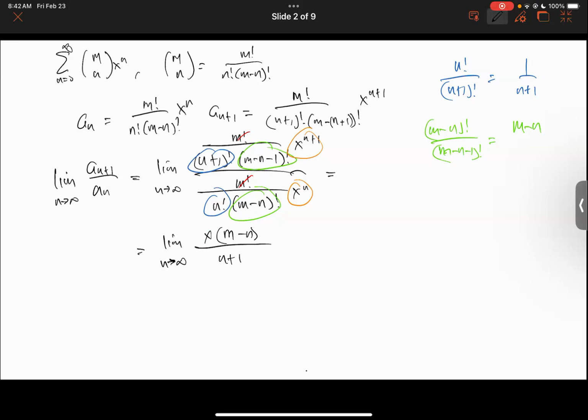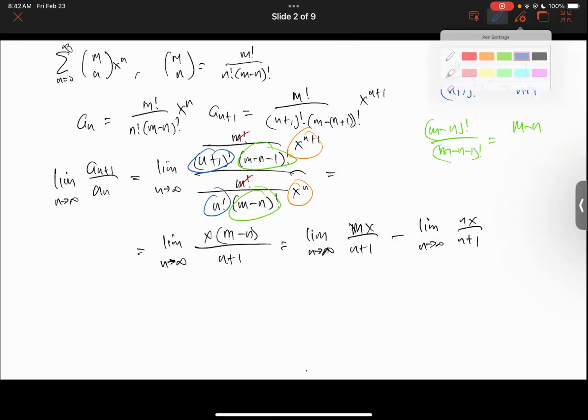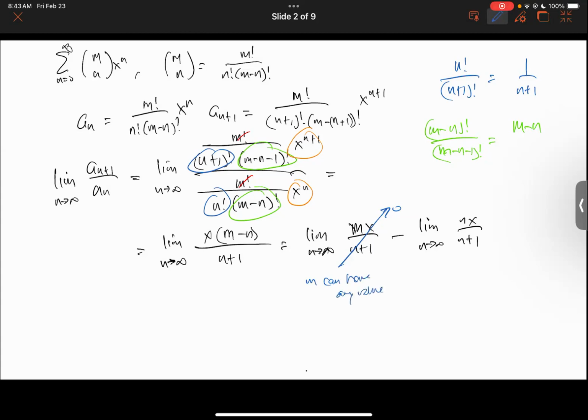So of course we can separate this as mx over n plus 1 minus limit as n approaches infinity ng nx over n plus 1. Okay, itong first limit gives us 0. Right? Ibig sabihin nito na m can be anything, kasi walang restriction na nag-arise from taking the limit, right? So this means that m can have any value.